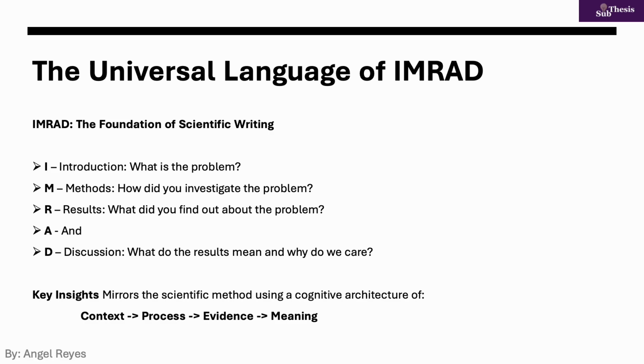Results states, what did you find? Presenting your discoveries without interpretation. Discussion explores, what does this mean? Connecting your findings to broader knowledge. This isn't arbitrary. It's cognitive architecture. IMRAD follows how our brains naturally process scientific information: context, process, evidence, meaning. When you violate this structure, you're fighting against your readers' cognitive expectations.